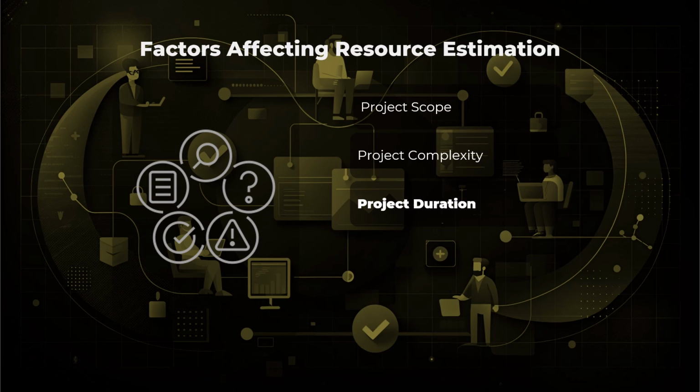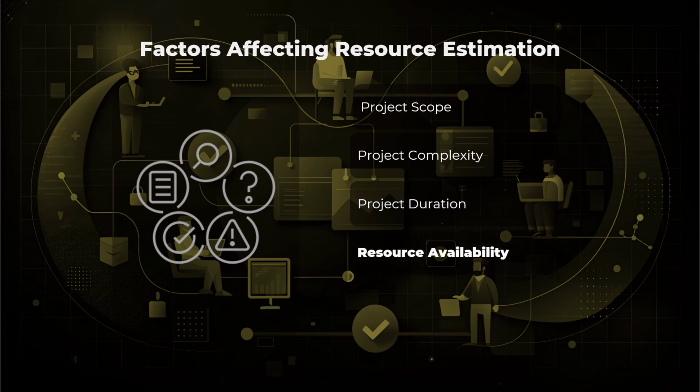Project duration. The duration of a project affects resource estimation in several ways. Longer projects may require more resources over an extended period, leading to higher costs. Additionally, resource availability may fluctuate over time, impacting the scheduling and allocation of resources. Estimating resources accurately for projects with varying durations requires careful consideration of resource availability, project dependencies, and potential schedule constraints.